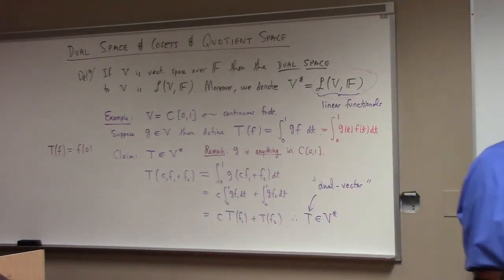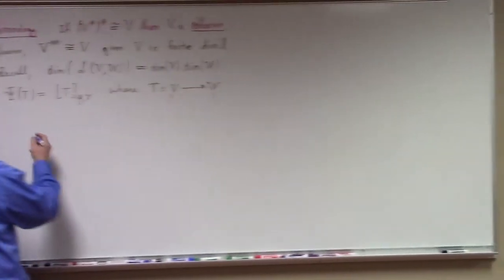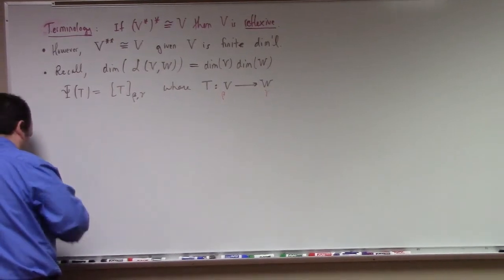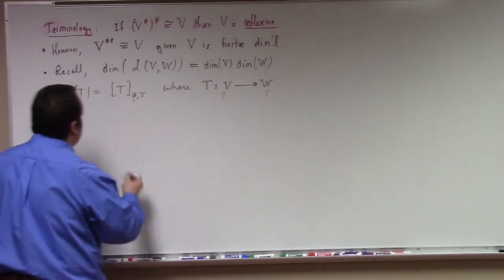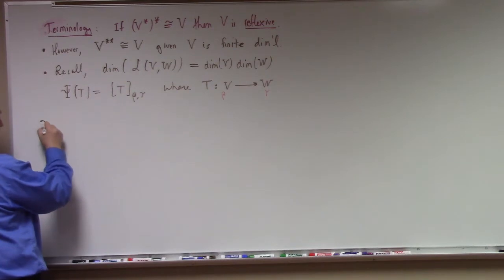Okay, but I want something with a little bit more structure than that. I mean, we could just do dimension counting to prove that they're isomorphic, fine, but there's something more. Definition.